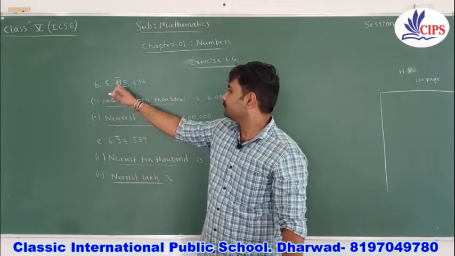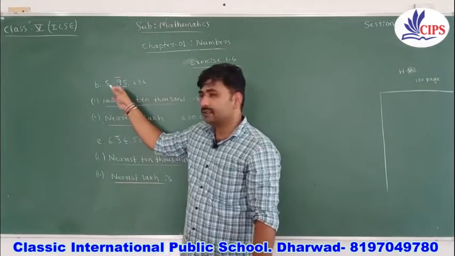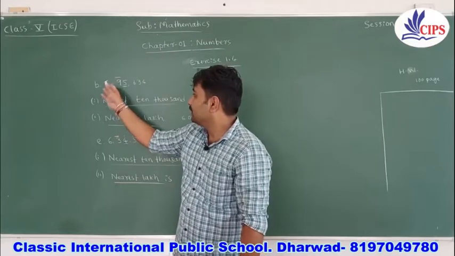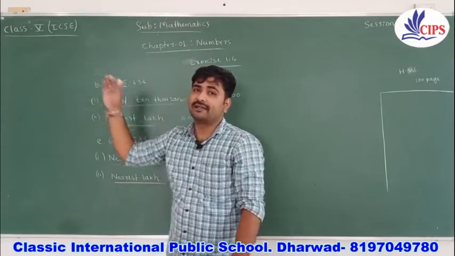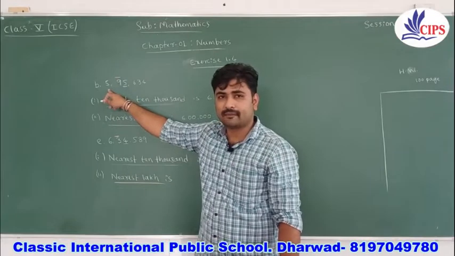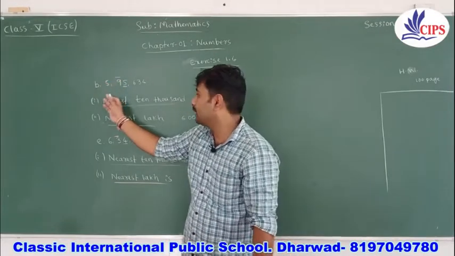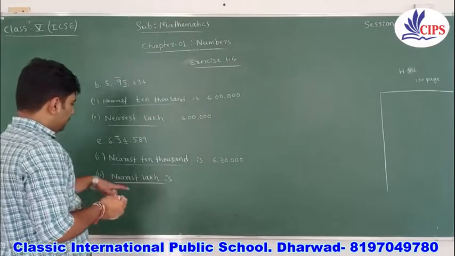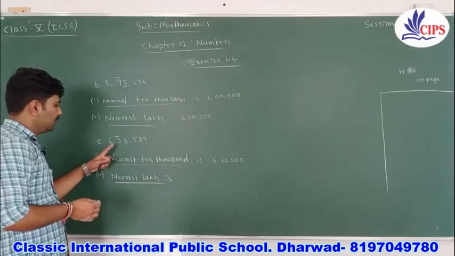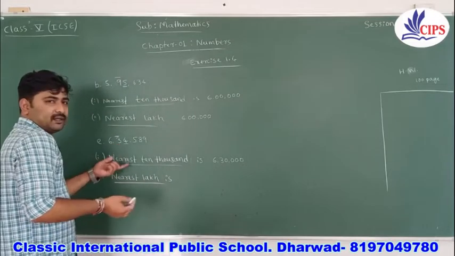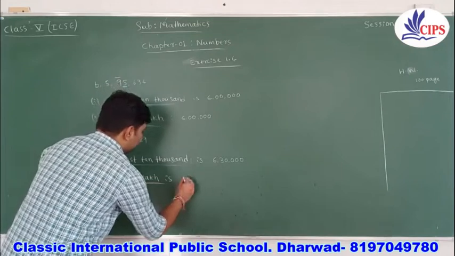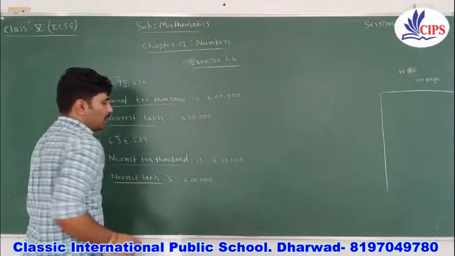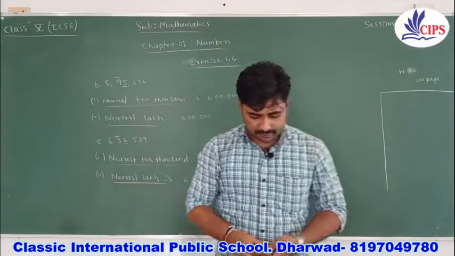See here also, nearest 10,000. Now we are trying to find its highest multiple. Obviously, the number near to this 5 is 6, right? If it were the lowest multiple, again I would have written 5 itself. So now, similarly, here nearest lakh. This is our number. Of course, 3 is less than 5. I am writing 6 lakh itself. Okay, we'll consider one more example.